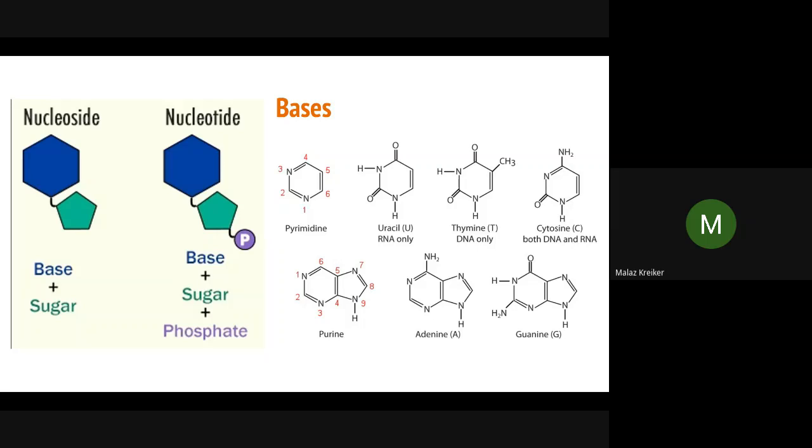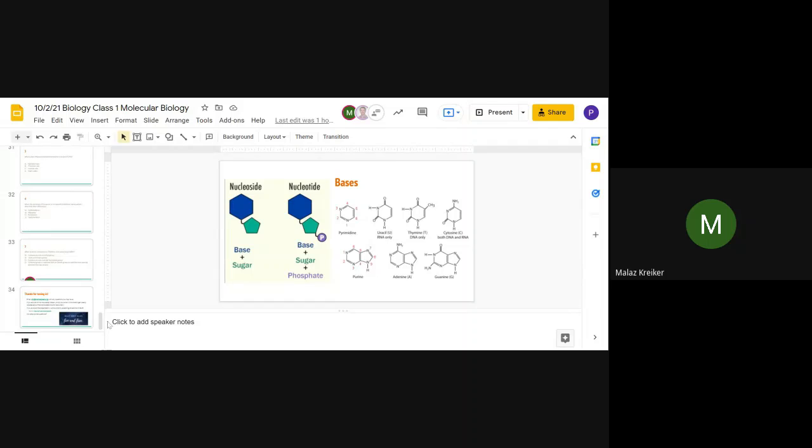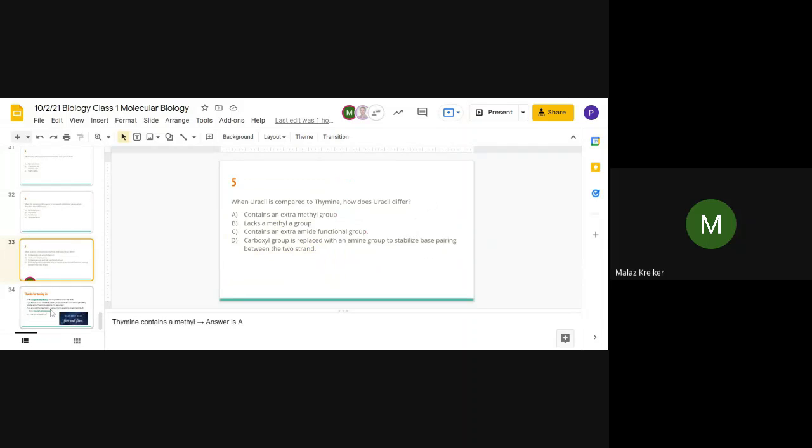Does that make sense? I'll take that as a yes. The MCAT loves functional groups, so make sure you know them.